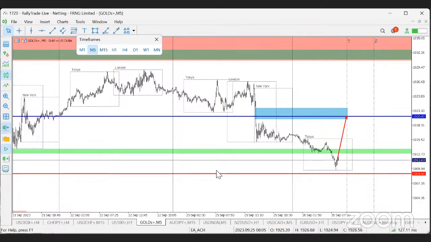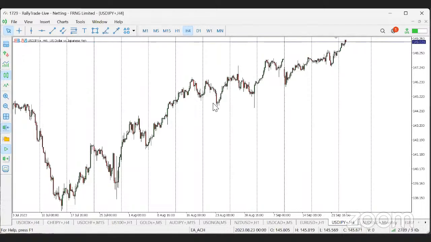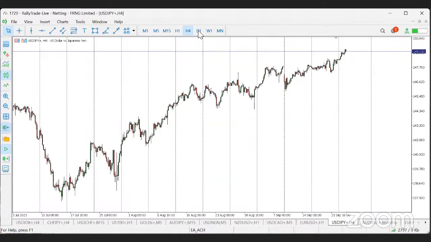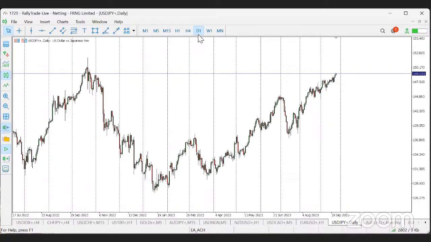Now, let's look at USD JPY. Somebody was suggesting that we look at USD JPY. On USD JPY, you notice the massive uptrend. The currency has been in an uptrend for a very long time. One thing we want to do is drill down to the lower time frame, maybe the D1. So currently, we are at D1.